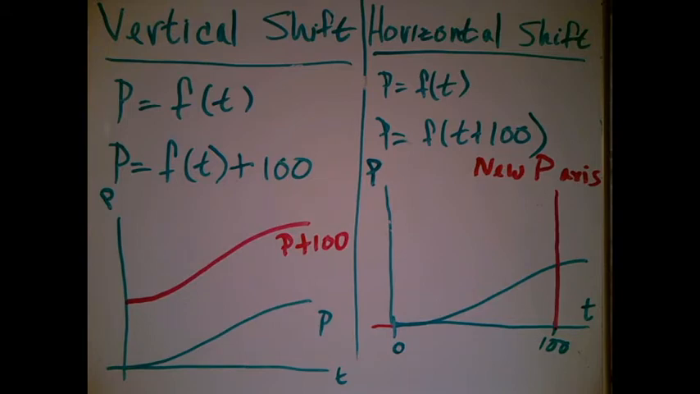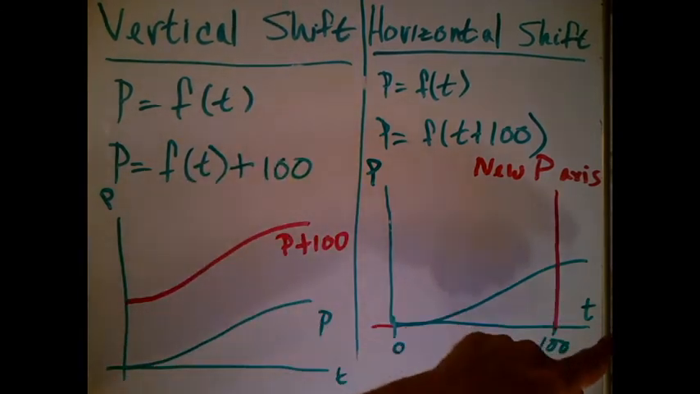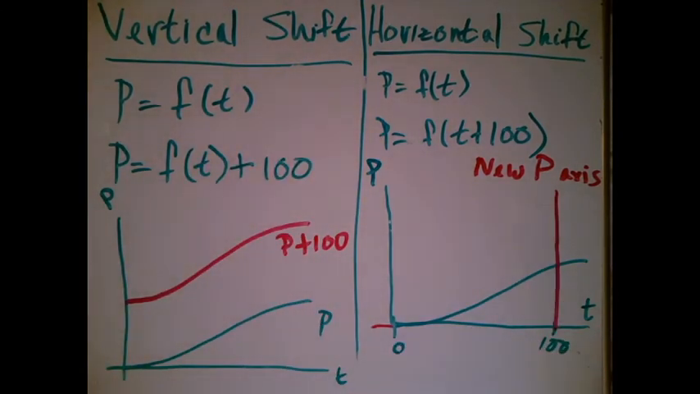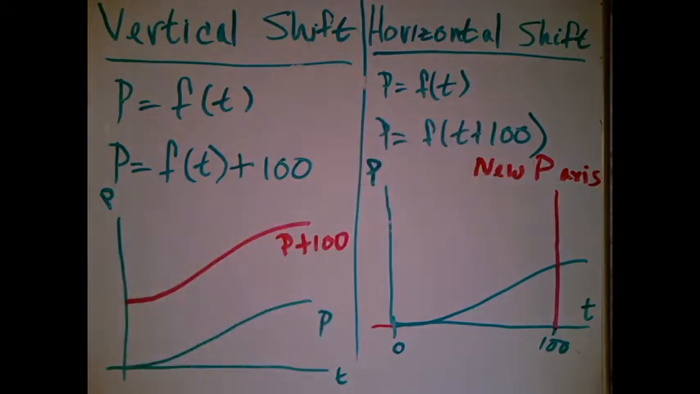Let's go over to the horizontal shifts and start talking about the differences. Even with the horizontal shift, I still have the original graph, so I try to draw the same original graph we had before. But this time, the t plus 100 is on the inside. And I really don't have p to actually look at to compare here and here.